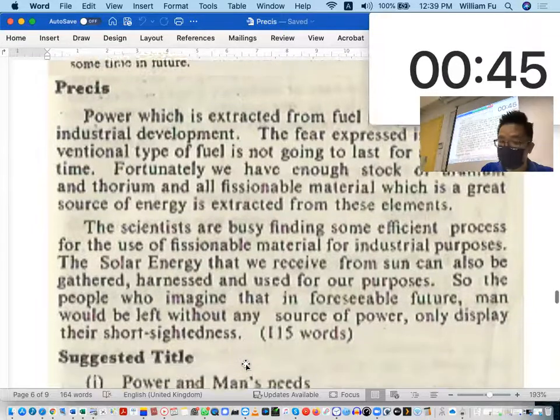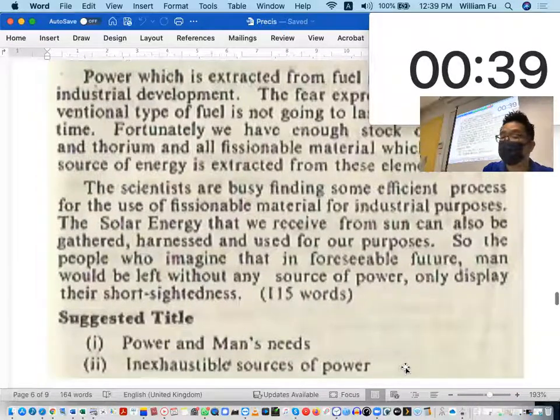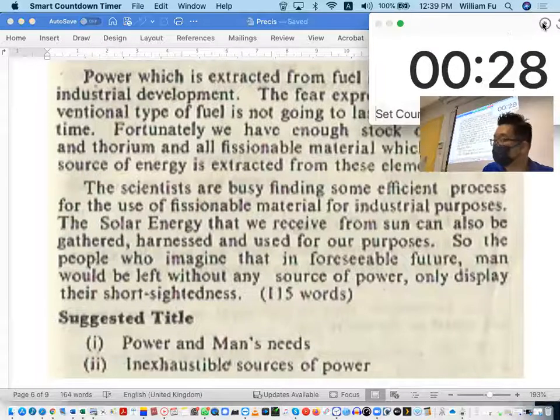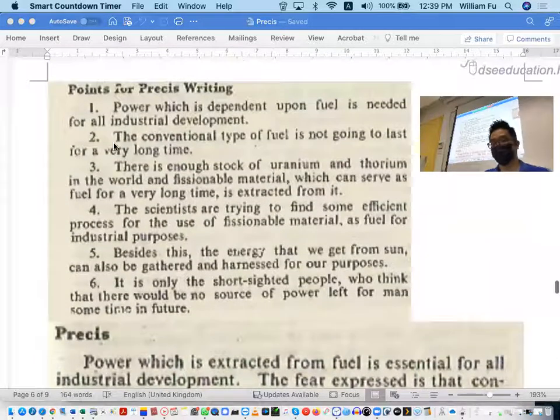Suggest the title. Number one, power and man's needs. Second one, inexhaustible source of power. Okay, all right. So, do you have a clearer idea of how to do it now? Okay, better idea. That's a bit subjective. It's just like in my case, I think the first sentence is not necessary. It really is subjective.